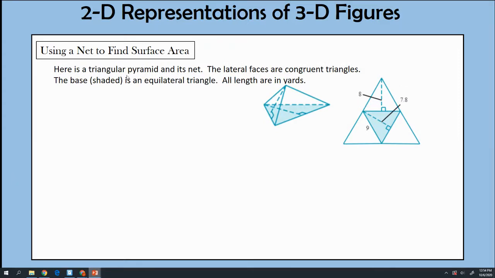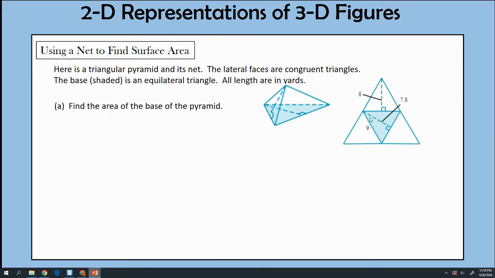We got a triangular pyramid, and this is the net for this triangular pyramid. It says the lateral faces are congruent triangles, so all the triangles are the same. The base is an equilateral triangle. Now, equilateral means all sides are the same length. Okay, so question number one, find the area of the base. So we're just looking at the blue triangle here. Remember, it said it's equilateral, so that's 9, that's 9, that's 9, all the way around.